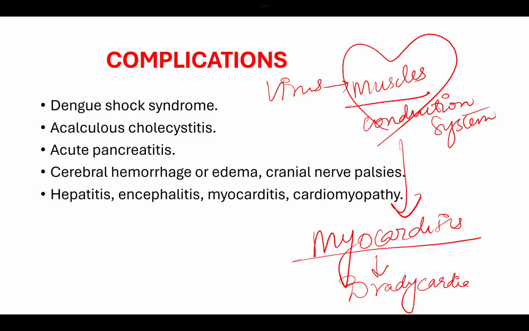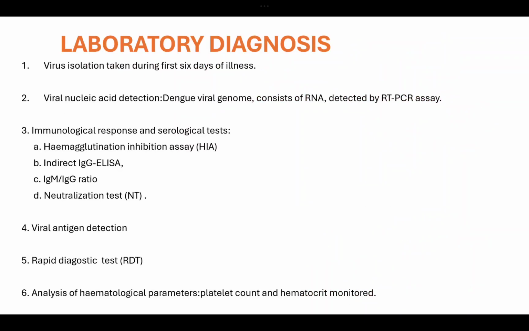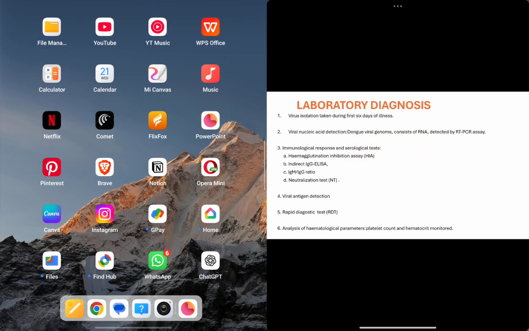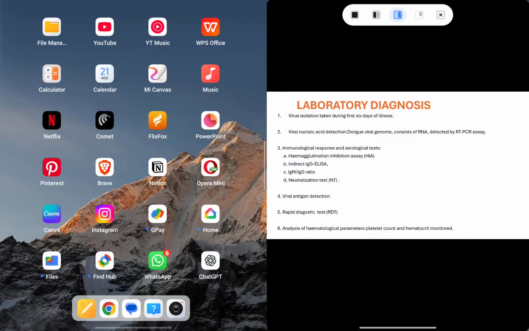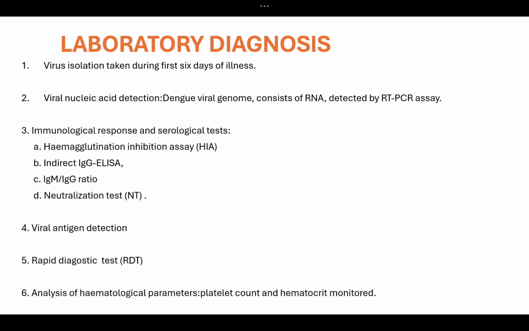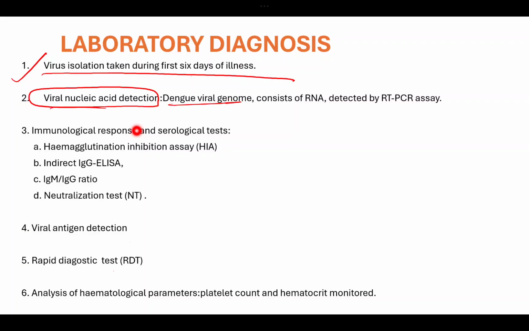The virus will damage the endothelium, causing plasma leakage and a decrease in the platelet count. All of this will also cause severe bleeding. Now we'll see what the laboratory diagnosis is. For the laboratory diagnosis, virus isolation is done on samples taken during the first 6 days of illness. Then you can also perform the viral nucleic acid detection test. The dengue viral genome consists of RNA, and it can be detected by RT-PCR assay.